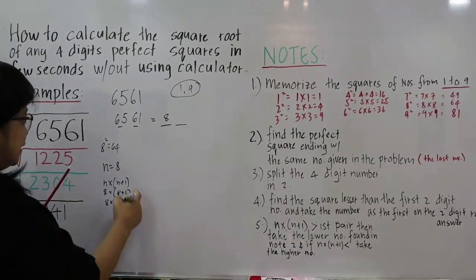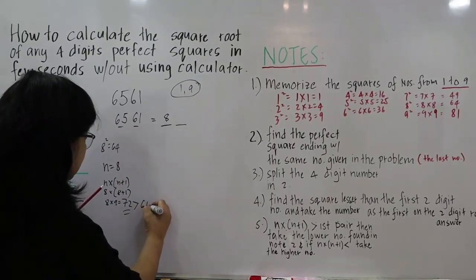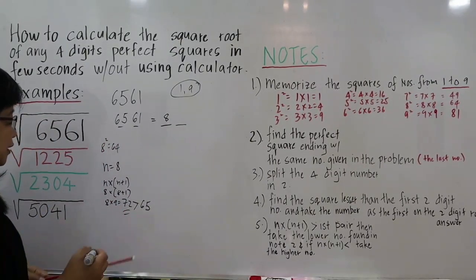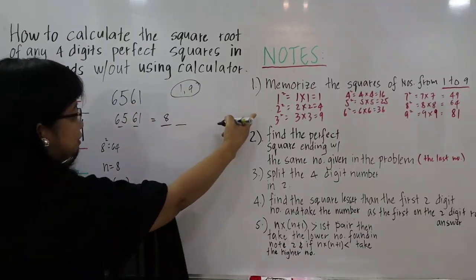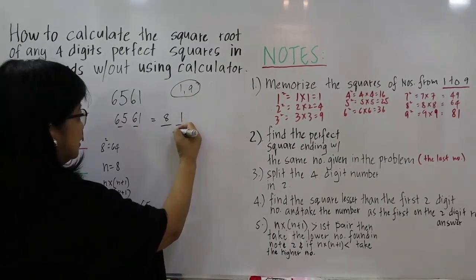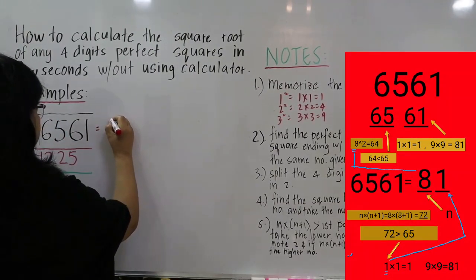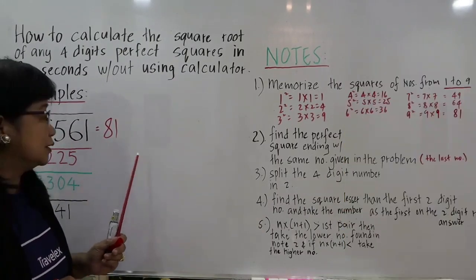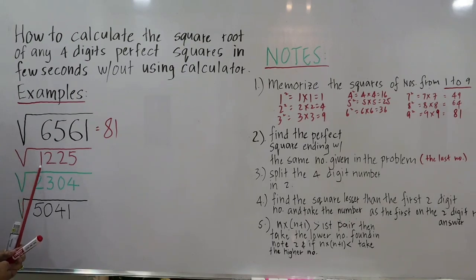Now 72 is greater than 65. This is what they mean here in note 5. 72 is greater than 65. Then you have to take the lesser number, the one we took from the squares. So the lesser number between 1 and 9 is equal to 1. Therefore, the answer is 81. So the square root of 6561 is equal to 81. You can check this in the calculator also to see if it is correct or not. Another example, we will solve another example.